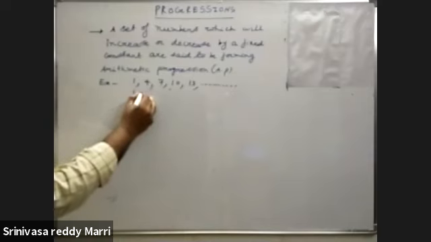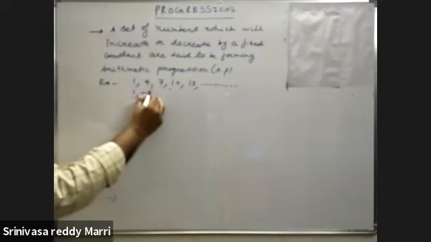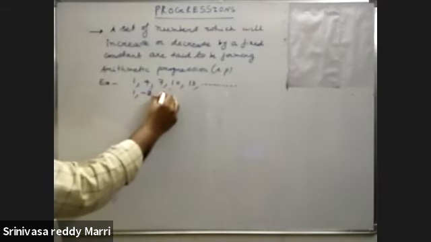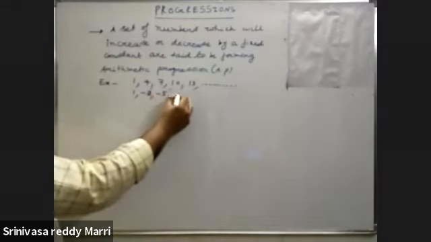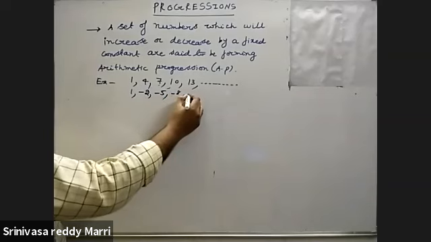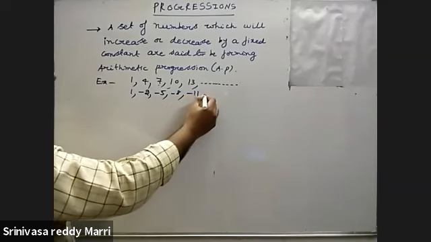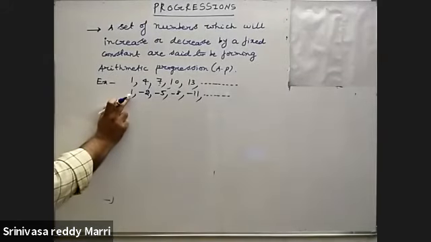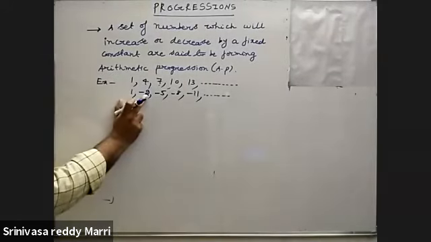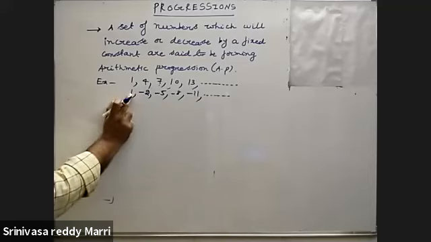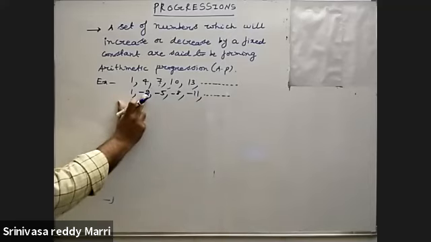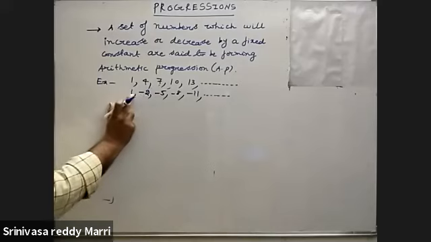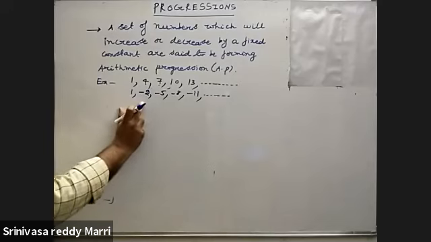Suppose let us take another example. 1, minus 2, minus 5, minus 8, minus 11 and so on. Look at this, this is 1. So decreased by 3. That means 1 minus 3 is nothing but minus 2. So 1 is decreased to minus 2.